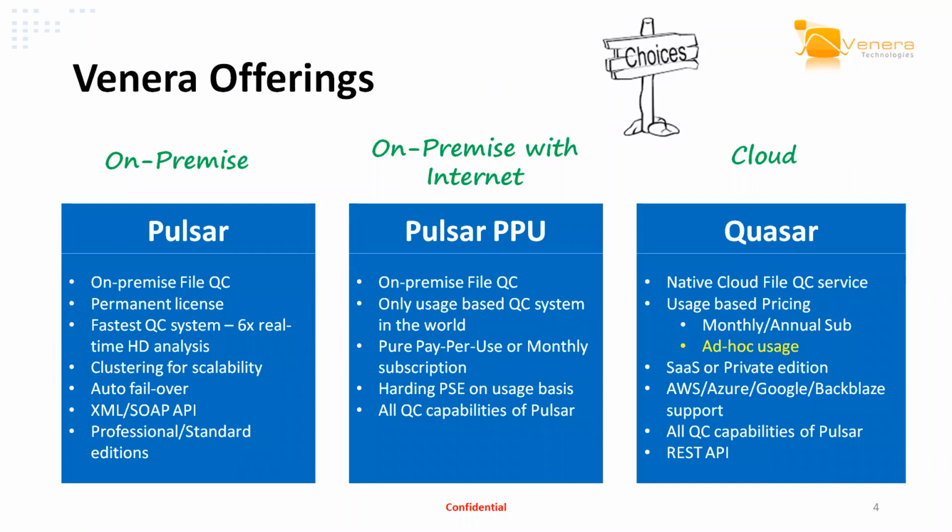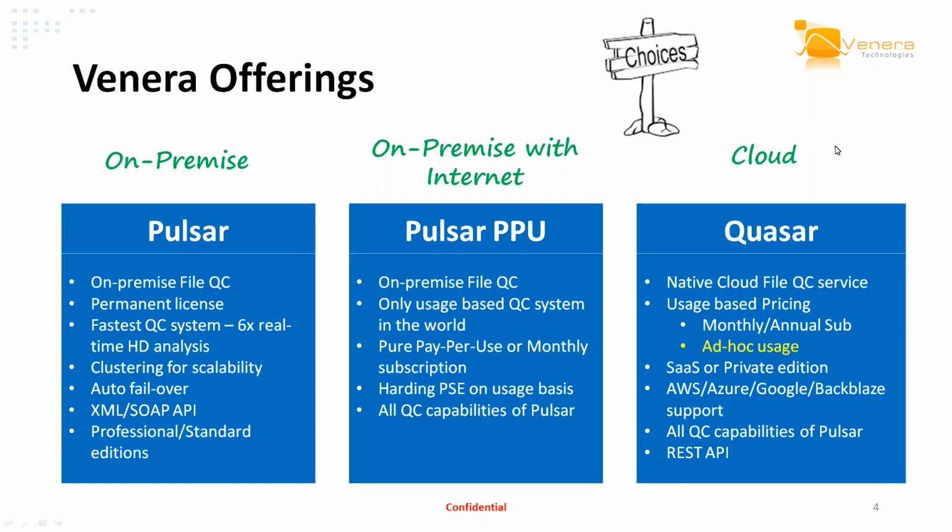Very quickly, you are a Pulsar user, so you're familiar with this, but basically we have 3 offerings. Just as a reminder, many of you are on-premise Pulsar users, so you have the permanent license, which is one of the fastest QCs, the fastest QC in the market. We also have a Pulsar pay-per-use option, which is the only usage-based QC solution in the world. It allows the same functionality as Pulsar, but in a pay-per-use model for those who don't have as much volume, or you can do it on a monthly subscription.